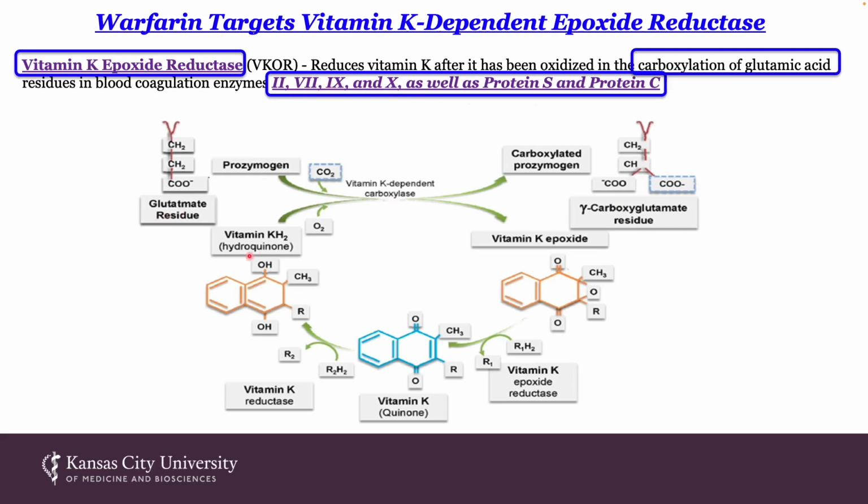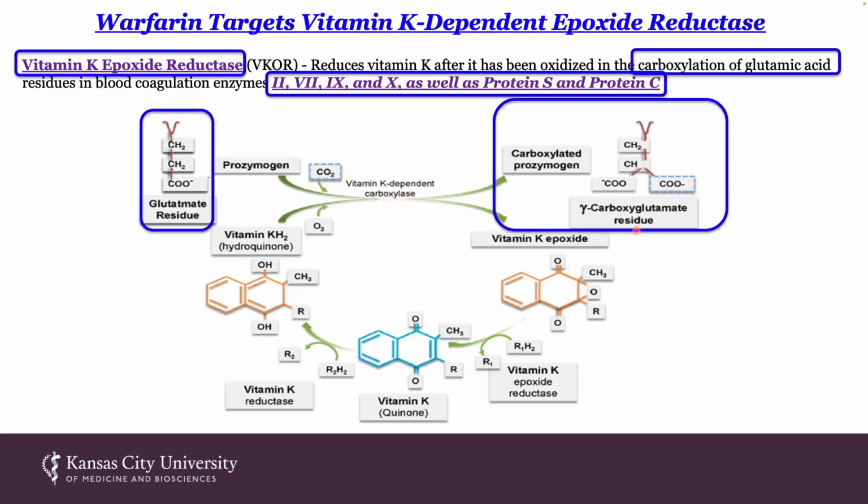And it turns out the hydroquinone form of vitamin K, together with oxygen and CO2 through the actions of vitamin K-dependent carboxylase, produces a modified glutamate residue called gamma-carboxyglutamate, and these residues are contained within these clotting factors. Warfarin targets vitamin K epoxide reductase to inhibit its activity. Thus, this reaction will slow down, and as these factors degrade and are not replaced, blood clotting is inhibited.